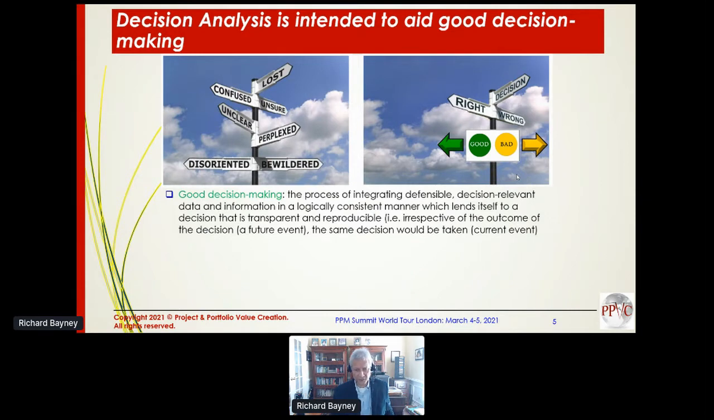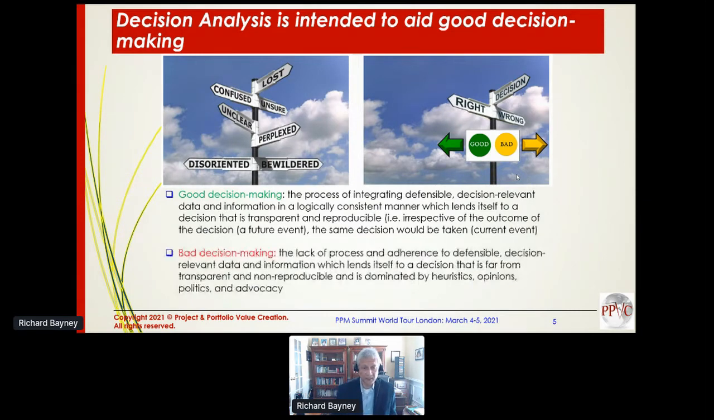So if that's a good decision, what is a bad decision? Well, it is simply the antithesis of a good decision, where in fact there's a lack of process and adherence to defensible decision-relevant data and information, essentially lending itself to a decision that is far from transparent and non-reproducible, and essentially dominated by heuristics, opinions, politics, and advocacy.